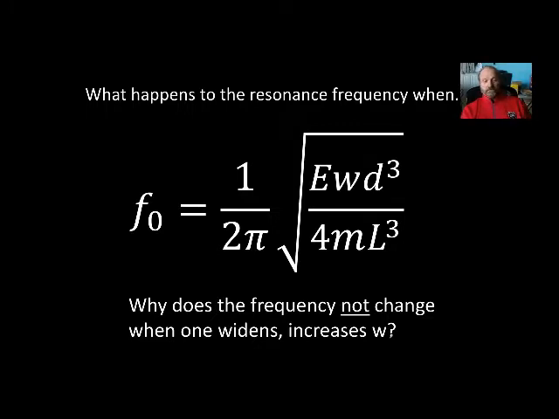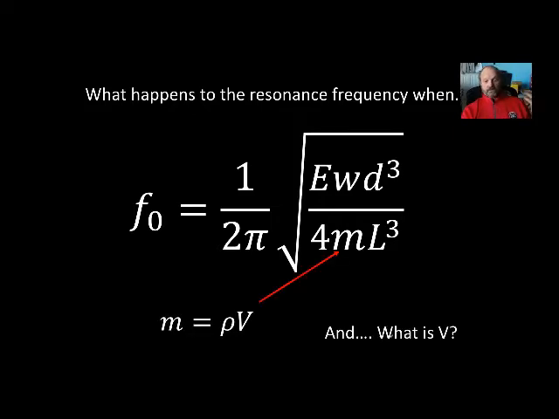Okay, so why does the frequency not change when one widens or increases W? Because we have to consider the mass. The mass is rho, the density, times the volume. Oh, look, here's another material property, and this is a geometric property. You'll find so much in mechanical engineering that has a material property component and a shape component. And you as a designer may not be able to change the material you work with, so you have to change the design to adjust for different frequencies, for example.